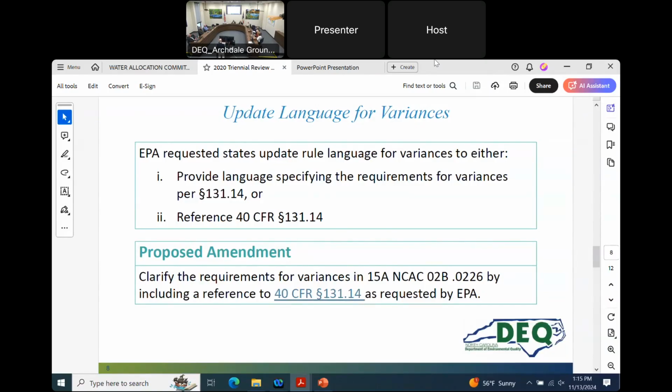So they provided two options for which states could use to do that. The first option is to basically take the existing language from 40 CFR 131.14 and put that in the state rule. And the second option is to just simply reference 40 CFR 131.14 as where the requirements for variances are. So the proposed amendment for this item is to clarify the requirements for variances in 15A NCAC 02B 0226 by including a reference to 40 CFR 131.14 as requested by EPA.